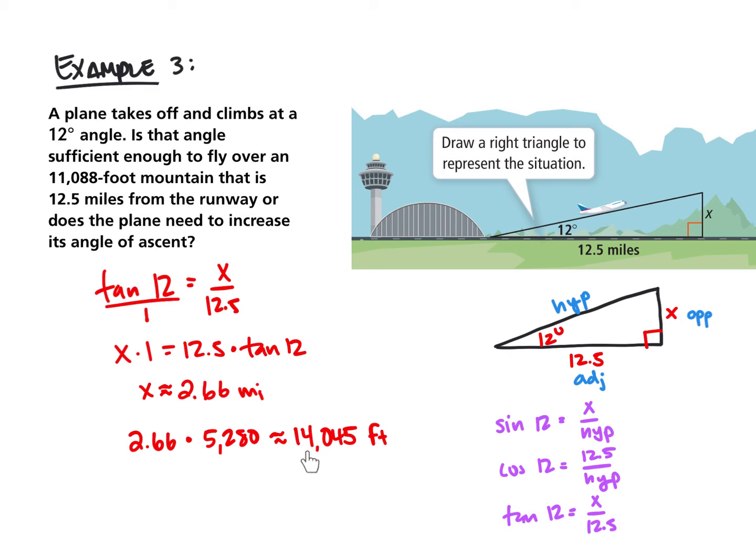I guess 3,000 feet doesn't sound like it'd be all that close, but I think if I was sitting in that plane and I looked down and I saw a mountain 3,000 feet below me, it might seem pretty close. But nonetheless, technically, it would have enough altitude to clear that mountain. The pilot doesn't need to change the degrees of ascent of the plane. I think it'll clear.